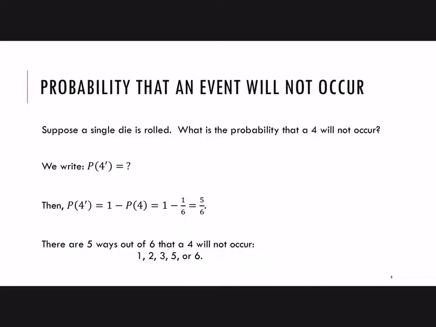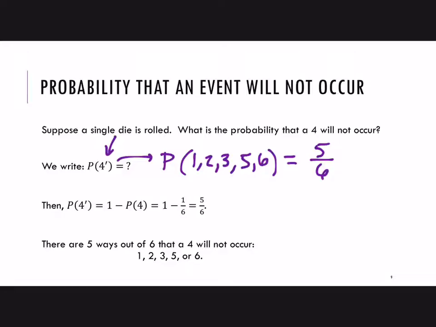Now we use another notation from set theory. It's this little complement symbol. It looks like an apostrophe, except it's a little bit straighter. You can read this as the probability of 4 prime, or the probability of not getting a 4. Think about which things we could roll on the die: a 1, 2, 3, not 4, 5, or 6, and that probability would be 5 out of 6 of those ways.